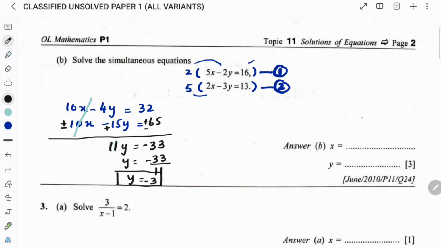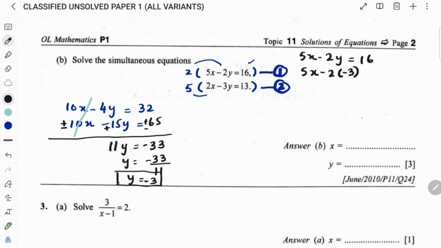Now we are going to find the value of x. Substitute the value of y in one of the equations, equation 1 or 2. In your original equation, that's easier. So the original equation was 5x minus 2y equals 16. I'm keeping y as, don't, that's a common mistake, students substitute in the wrong place. In place of y they just substitute the value of x as minus 3. That is the common mistake, remember.